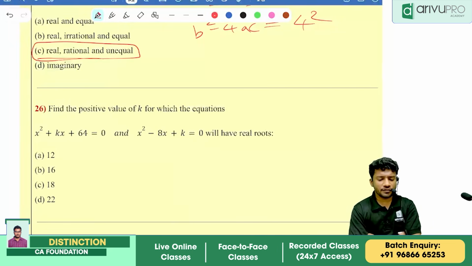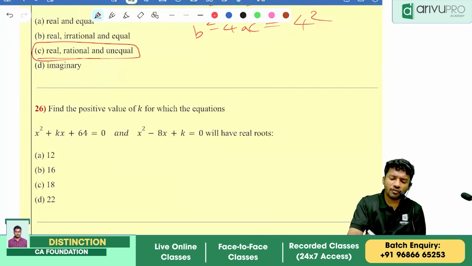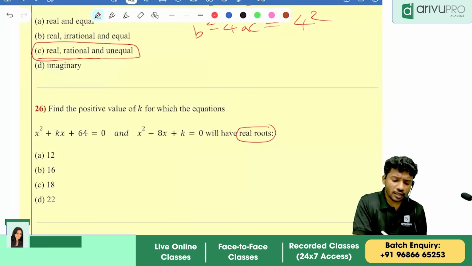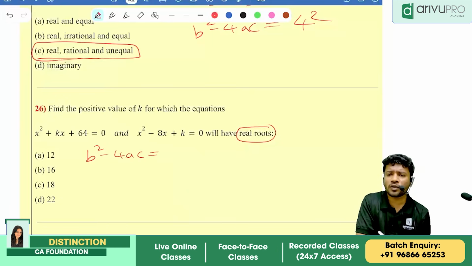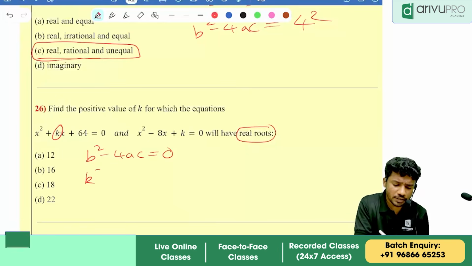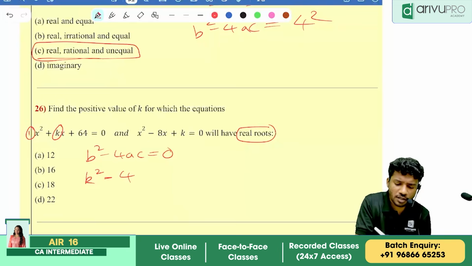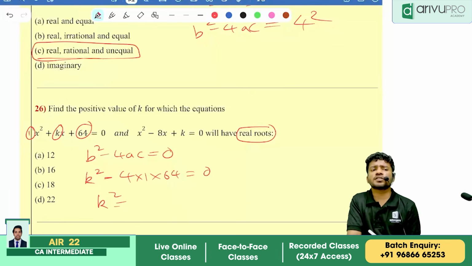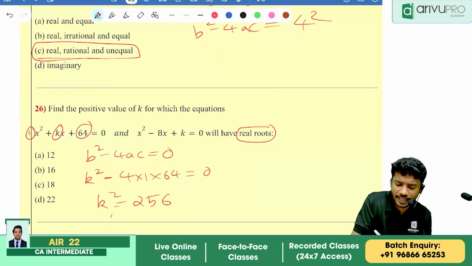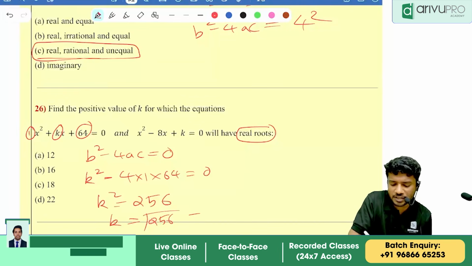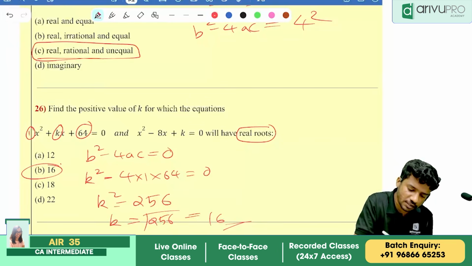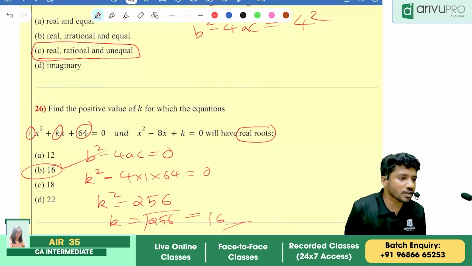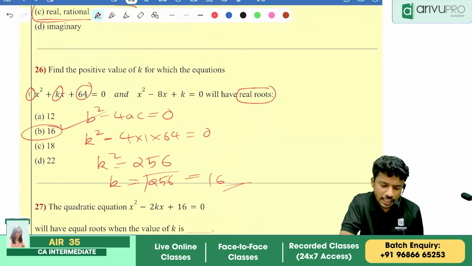Find the positive value of k for which the equation will have real roots. When will they have real roots? Whenever b square minus 4ac is equal to 0 or greater than 0, they will have real roots. Put it equal to 0. Now, b square is k square, minus 4 into a, which is 1, into 64, which is equal to 0. So k square is equal to 4 into 64, which is 256, and k is root of 256. The answer is 16. Option B is the answer. I hope everyone understood this question. Everyone got this? Next question.